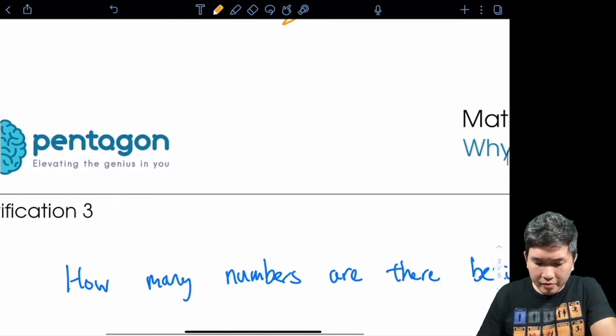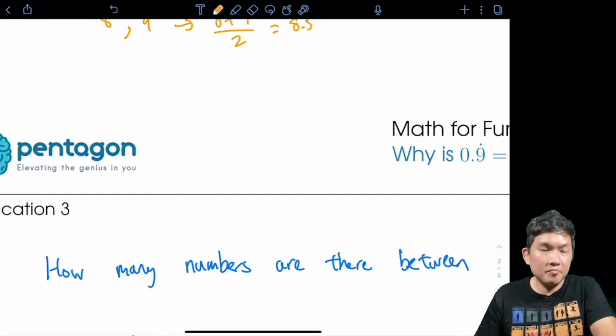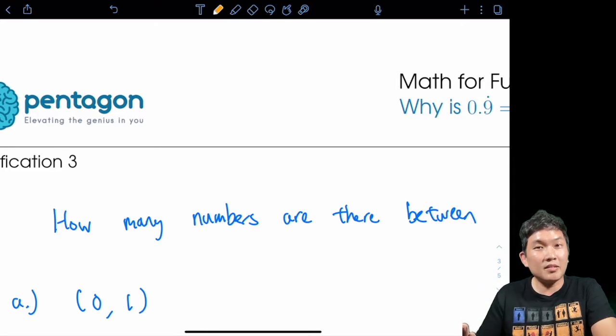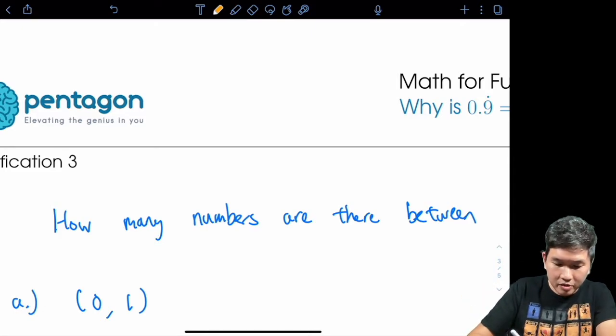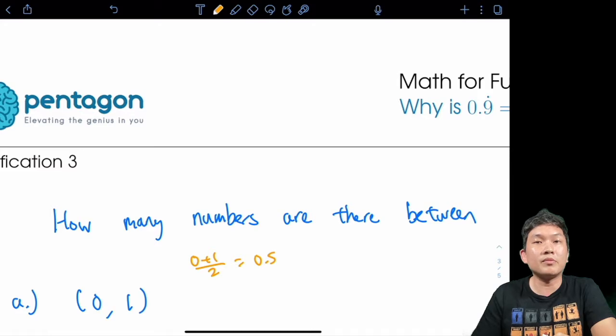And justification number 3 is quite simple. It's just asking how many numbers are there between, say, 0 and 1. Are there any numbers between 0 and 1? And we know that there's a method we can use. Earlier on, we talked about if you add the two numbers together and you divide by 2, you get 0.5. So that's one possible number. But I want to know how many other numbers there are. Then you ask yourself, oh, it could be 0.1, it could be 0.2, 0.3, all the way to 0.9.